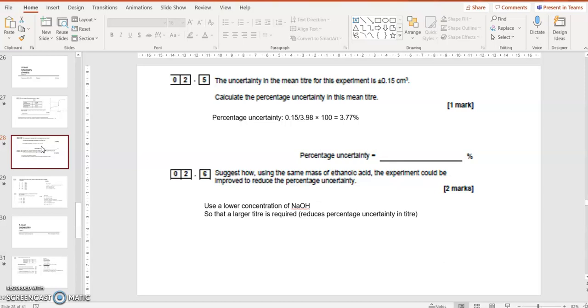Suggest how, using the same mass of ethanoic acid, the experiment could be improved to reduce the percentage uncertainty. Well, you want that reading to be bigger. As that reading, 3.98, is on the bottom of the fraction, if it's a bigger number then your percentage uncertainty ends up lower. So you need a bigger volume of sodium hydroxide. How do you get a bigger volume of sodium hydroxide? You lower the concentration of sodium hydroxide, so a larger volume is required in the titration.